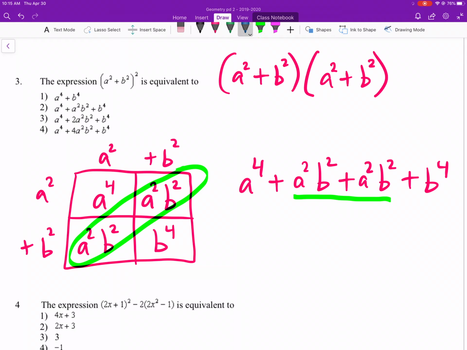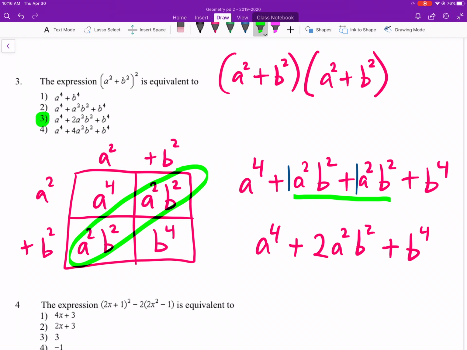What we have to remember is those invisible ones. This is 1 a squared b squared. Alright, this is 1 a squared b squared. So what you end up with is a to the fourth plus 2 a squared b squared plus that b to the fourth power, which ends up being choice 3.